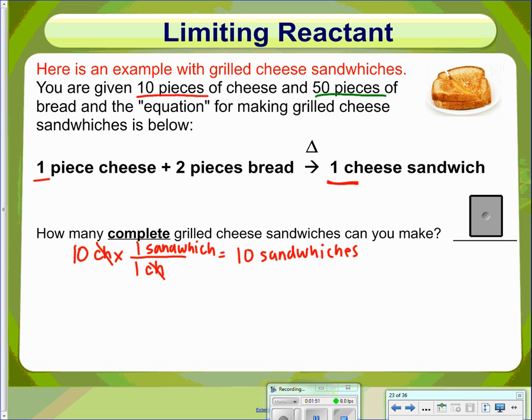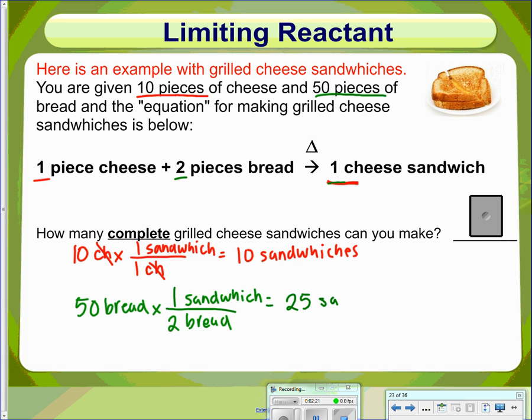Okay, so I'm going to do the same exact thing, but I'm going to do it starting with my pieces of bread. So if I have 50 pieces of bread, the ratio is different because I need 2 pieces of bread for every 1 cheese sandwich. So the 2 pieces of bread go on the bottom for every 1 sandwich I can make. So I end up finding out if it was solely dependent on bread, I can make 25 sandwiches.